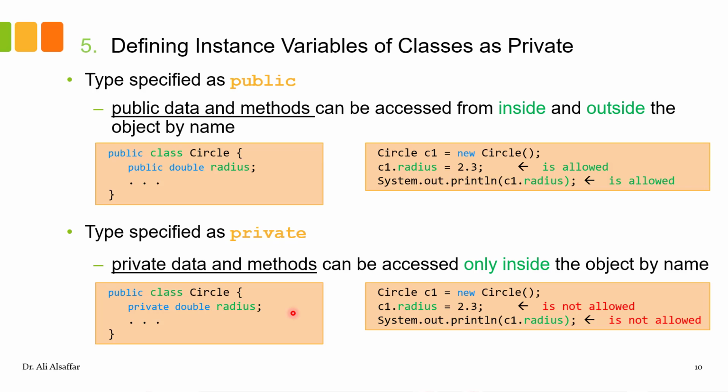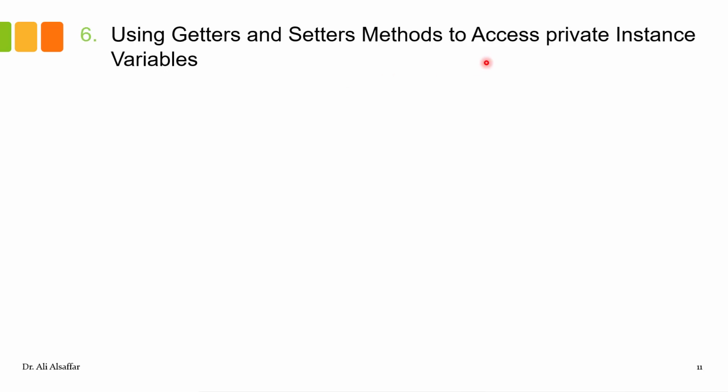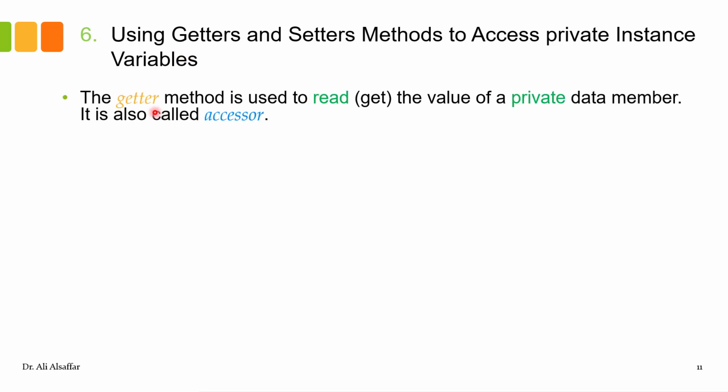So let me show you in the next step how to access the data if it is defined as private. To access private instance variables, either for reading or writing, we use special methods that are called getters and setters. So what are these methods? For reading, as an example, if you want to read the value of an instance variable, you define a method that is called a getter. This method is used to read or get the value of a private data member. Another name for the getter is accessor. So whenever we say write a method for accessor, you should know that it is for reading.